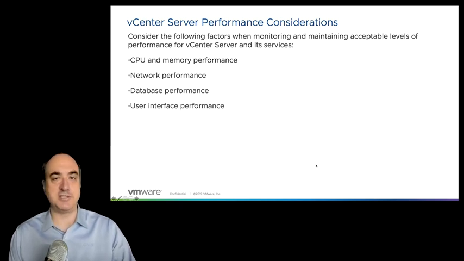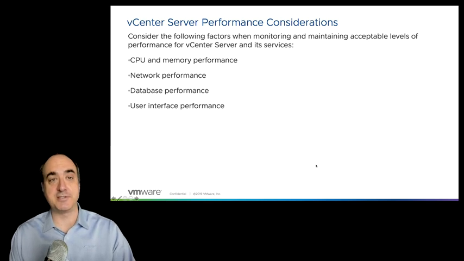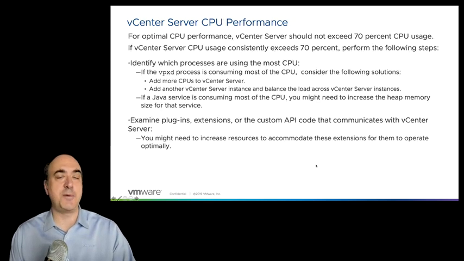We need to be looking at CPU and memory. We'll need to be looking at the network, storage, and database. Also, the user interface. So for optimal CPU performance, ideally you don't want your vCenter server to sustain 70% or higher CPU utilization.